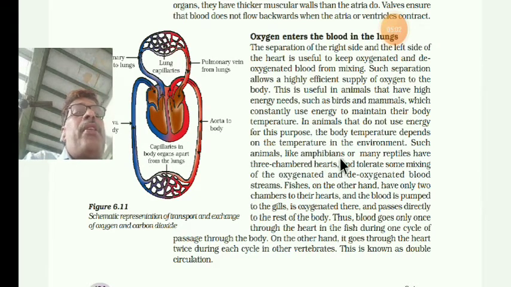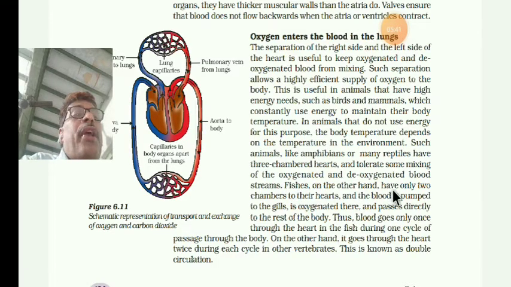These amphibians and many reptiles have three-chambered hearts, and they tolerate some mixing of the oxygenated and deoxygenated blood streams. If the oxygenated and deoxygenated blood mix, they don't have any problem; they can manage. But for higher animals like mammals this will not do, because they need higher energy, so only oxygen-rich blood is required for their body.